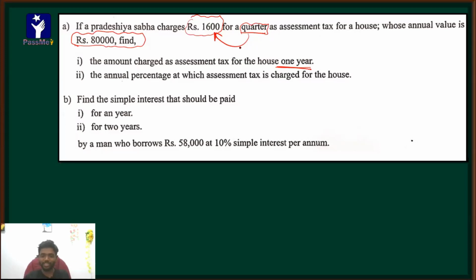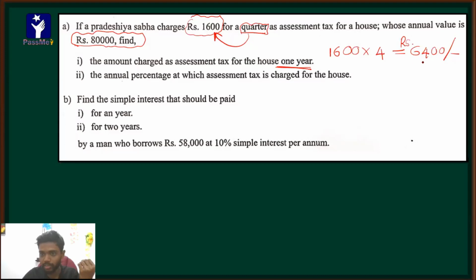This is a very simple straightforward question. Part 1 says we know that each year has 4 quarters. For one quarter we have to pay the government 1,600, and you have to multiply with 4 in order to calculate the yearly amount, which finally ends up with 6,400 rupees.